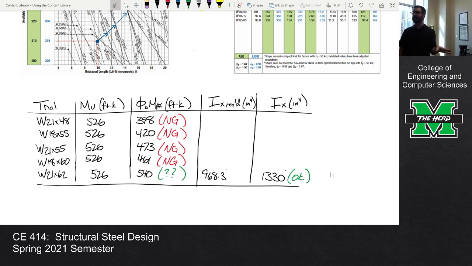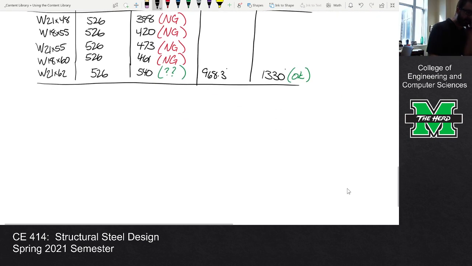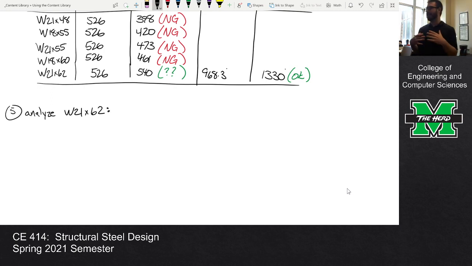There's still a possibility it doesn't, because even though we have a section that we think works, that CB value, if we actually compute the capacity, it could still be under 526, but we have to do the math to check. But now it's at least worth doing. So let's go through and analyze that trial section. So step 5, analyze the W21 by 62. And again, other than that iterative approach, everything that we're doing here is the exact same as the example that we did in our previous lecture.